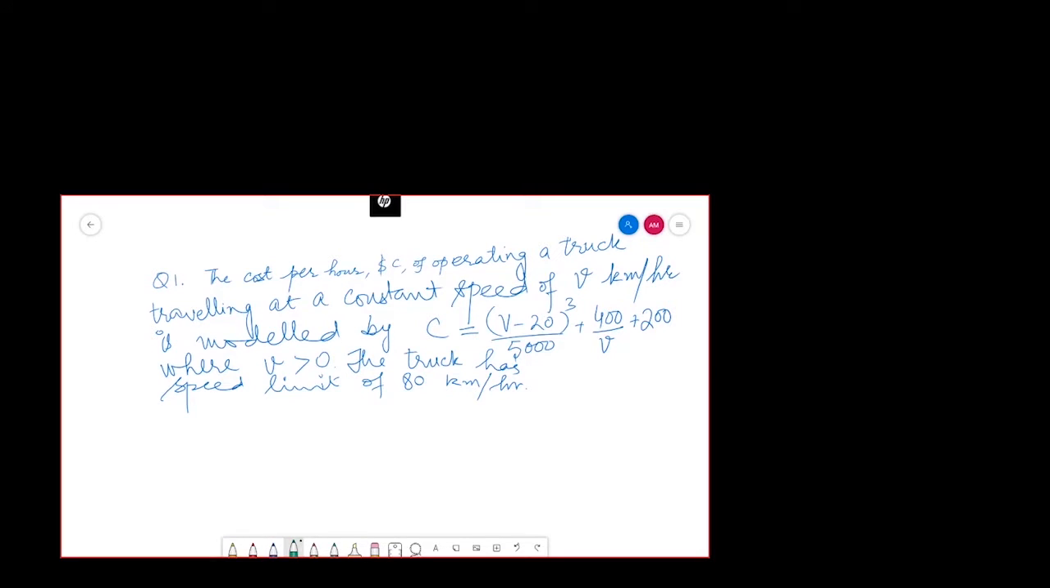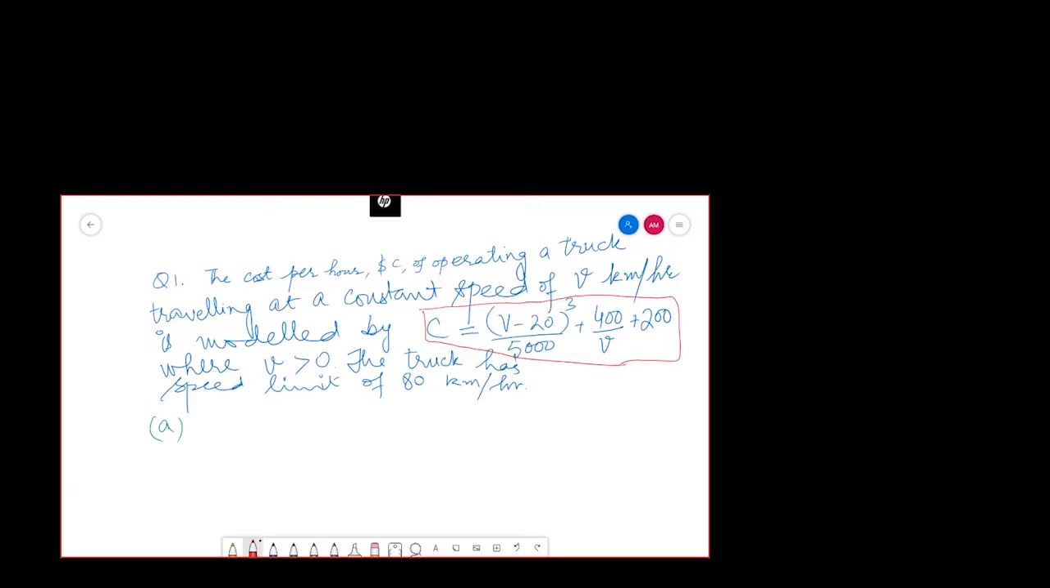Have you read the question up till now? The cost per hour of operating a truck traveling at a constant speed of v kilometers per hour is modeled by this equation. So this equation gives you the cost of operating this truck, and this is a cube. A maximum speed limit is defined in kilometers per hour by the company, so the driver cannot drive more than this speed.